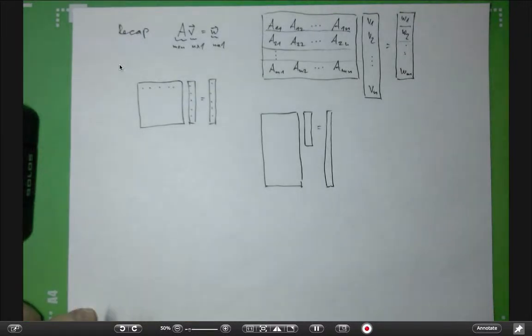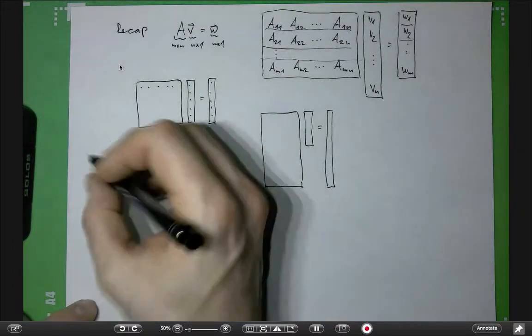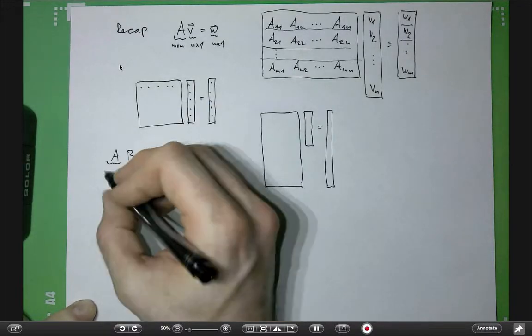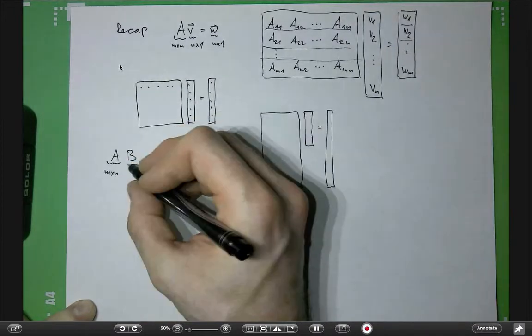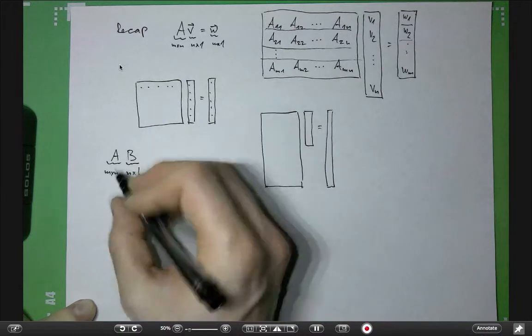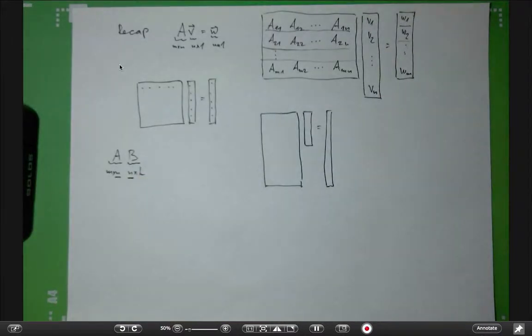And for matrix multiplication, if I have matrices A times B, and the dimension of A is again m times n, the dimension of B cannot be arbitrary, it has to be n times k, right? So these n's have to be the same thing.